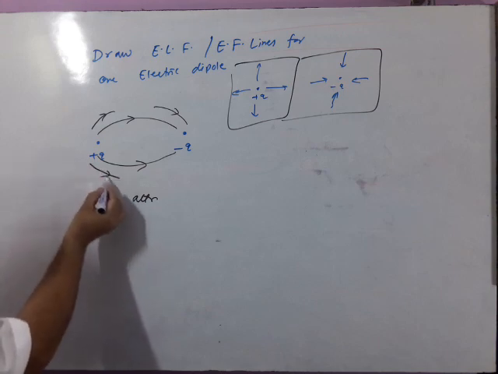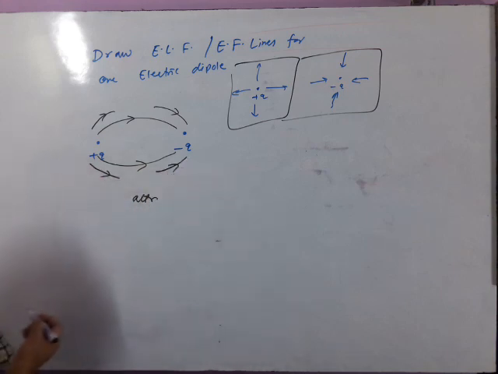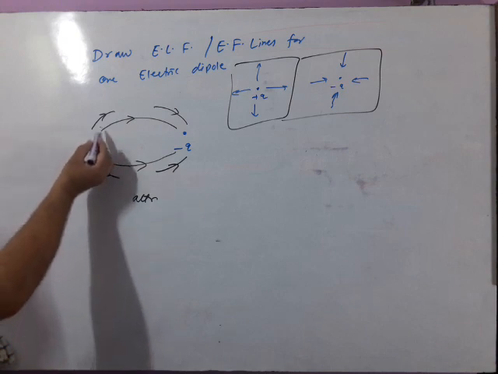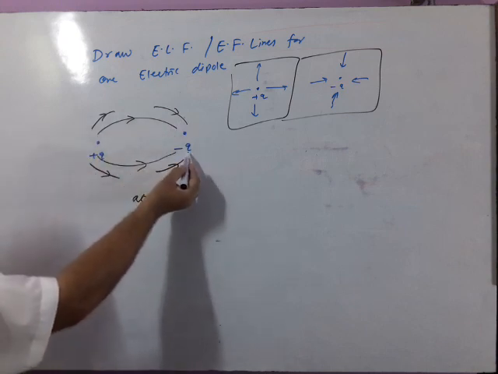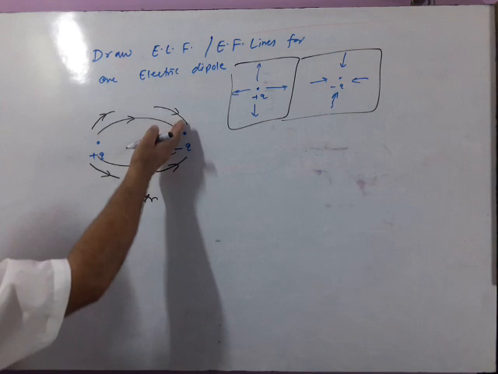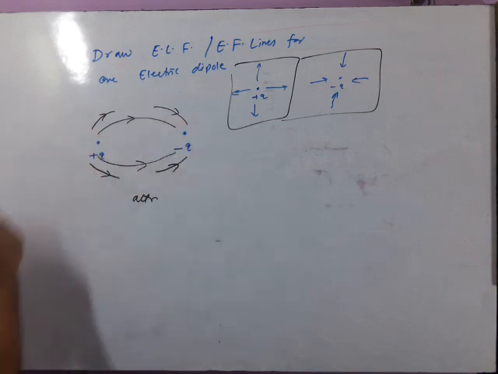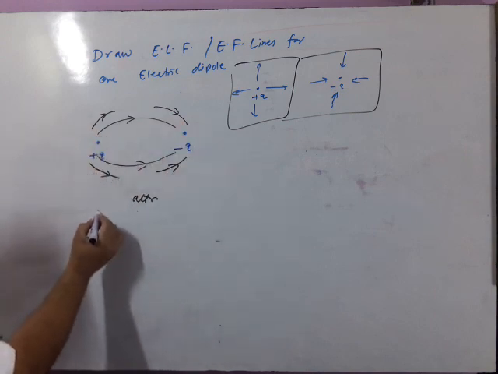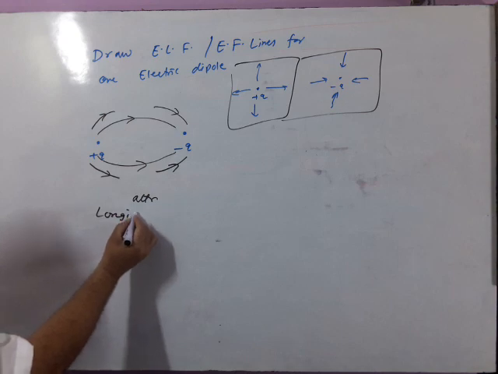Away from, outward from positive, inward for negative. See, 4 lines for plus q, 1, 2, 3, 4. 4 lines for minus q, symmetrically distributed, 2 above, 2 below. Above, below. This is called longitudinal contraction.